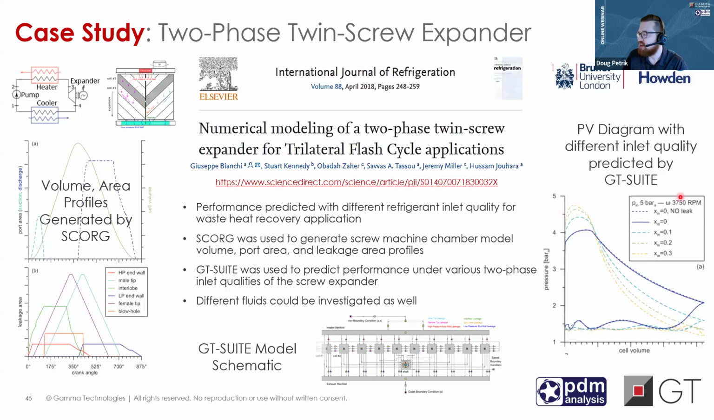So you can see how the PV diagram looks with different inlet qualities to the expander, and they looked into how that affected the overall isentropic efficiency of the machine, as well as the volumetric efficiency. I'll point out here, different fluids could be studied as well beyond just that particular refrigerant. You can easily swap in different refrigerants and study those in GT Suite as well.